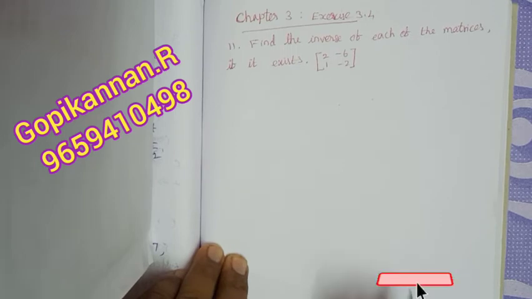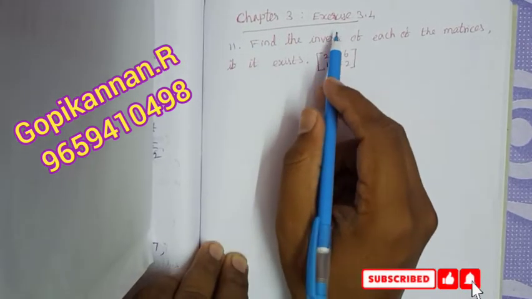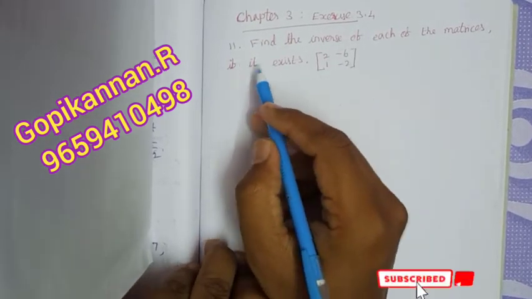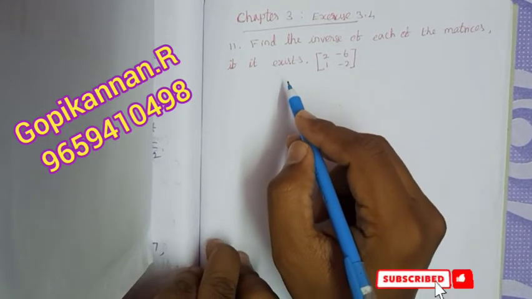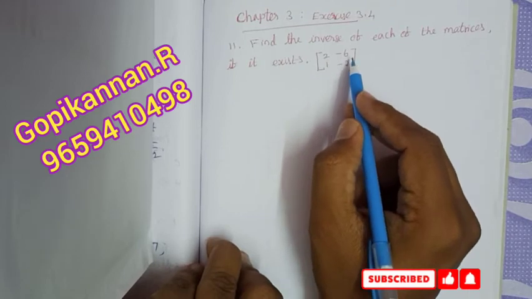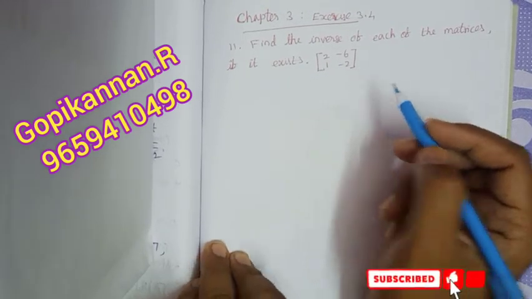Today we will see Chapter 3, Matrices, Exercise 3.4, Question number 11. Find the inverse of each of the matrices if it exists. So the given problem is the matrix [2, -6; 1, -2].